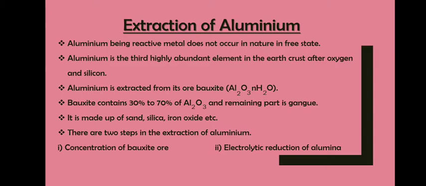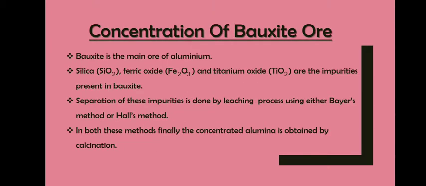There are two steps in the extraction of aluminium. One is concentration of bauxite ore, and second is electrolytic reduction of aluminium. Bauxite is the main ore of aluminium, correct? Silica, ferric oxide and titanium oxide are the impurities present in bauxite. So you need to separate these impurities. How will you do that? You will do that by the leaching process using either of the two, Bayer's method or Hall's method. These two methods are for leaching.